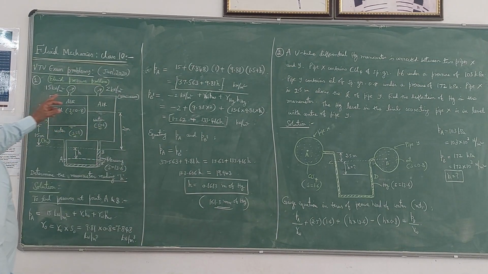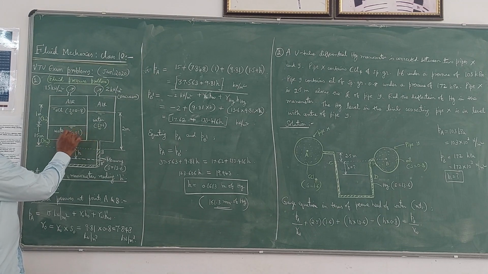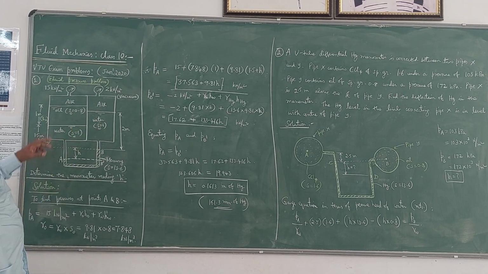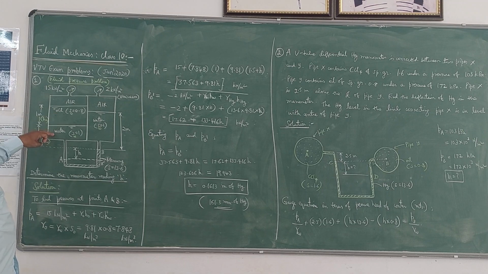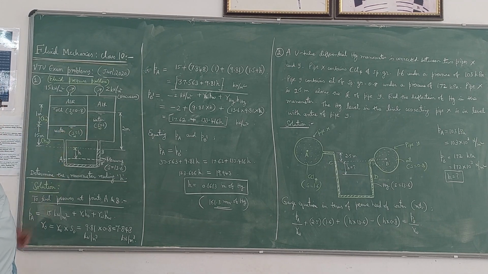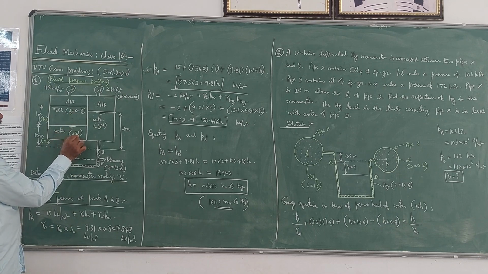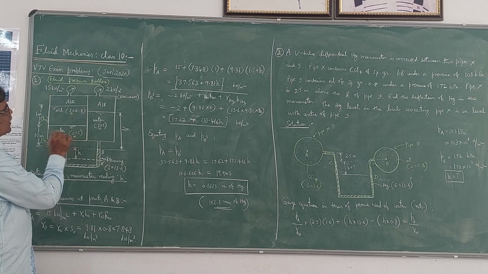So this is the diagram he has given. There are two containers placed side by side. In the first container you have oil and water, and in the second container you have only water. The specific gravity of the oil is 0.8, and the specific gravity of water, as you know, is 1.